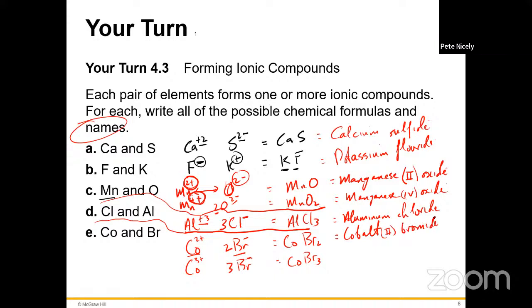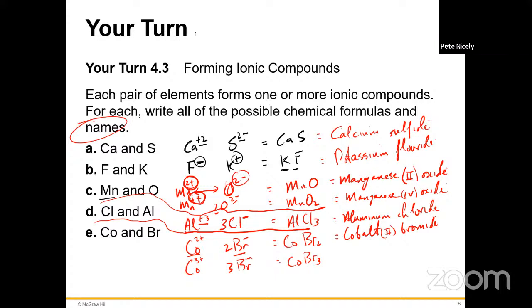Yes, ma'am. On the aluminum and chloride, how come it's not aluminum tetrachloride? Because we don't use prefixes for ionic compounds. One difference between naming ionic compounds and molecular compounds is that in molecular compounds, prefixes are used. But in the case of ionic compounds, compounds formed from ions, we do not use any prefixes. All right?